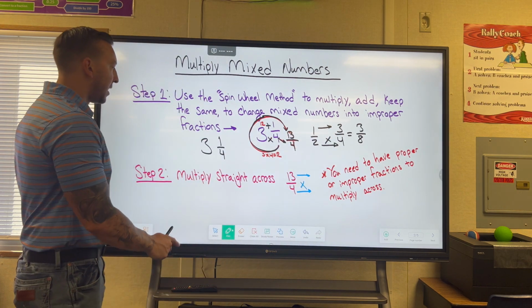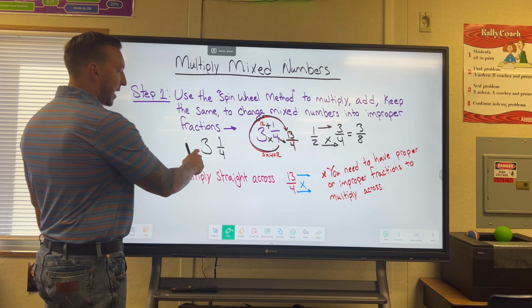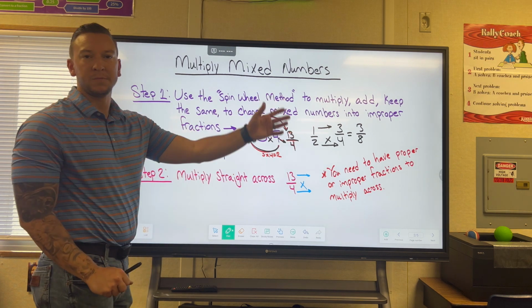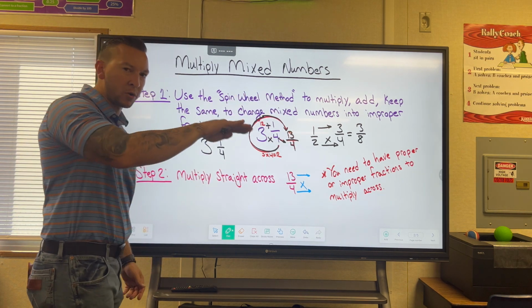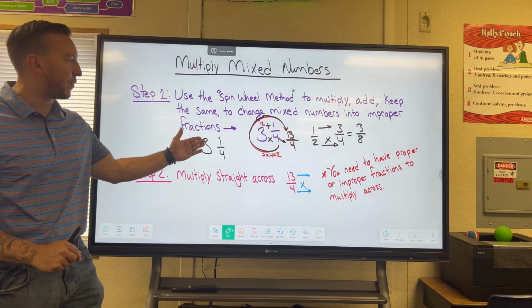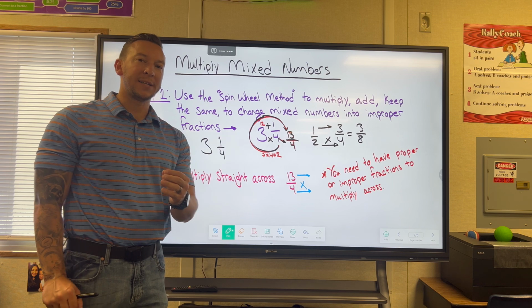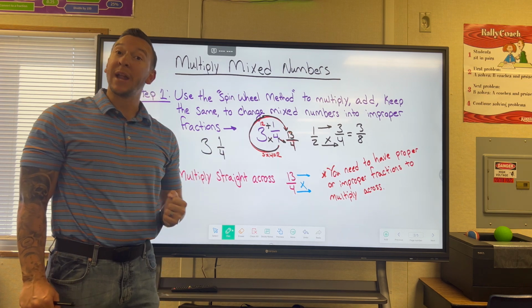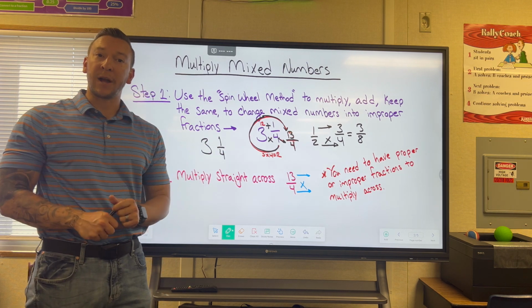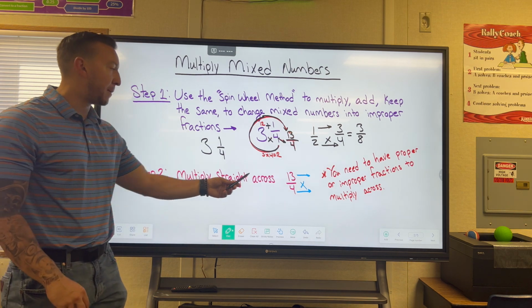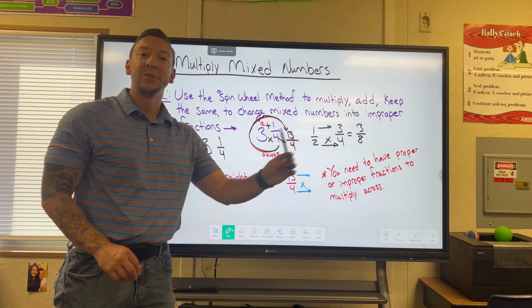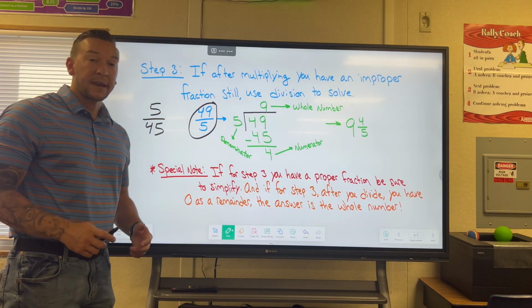In other words, I can't multiply 3 1/4 times 1/2. I can't just go straight across like that. I'll have to convert this into an improper fraction first. Once you've done that, and both numbers are now proper or improper fractions, you can complete step 2 and multiply straight across. Okay, very good.